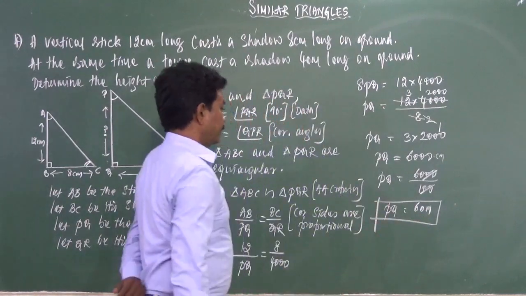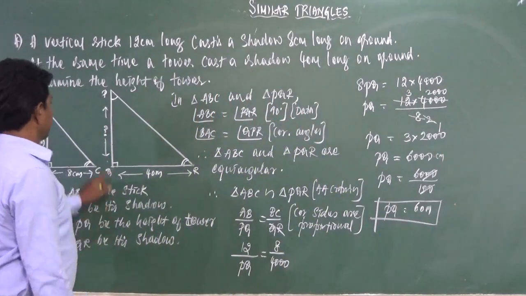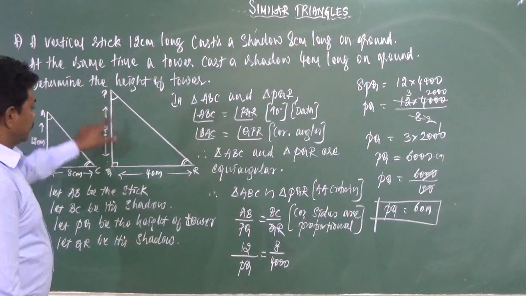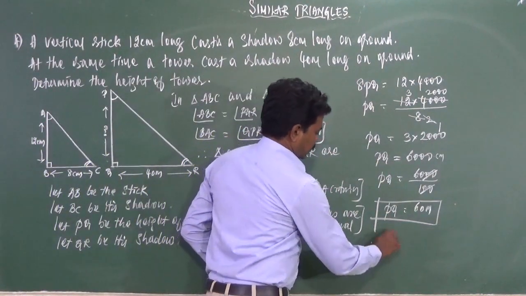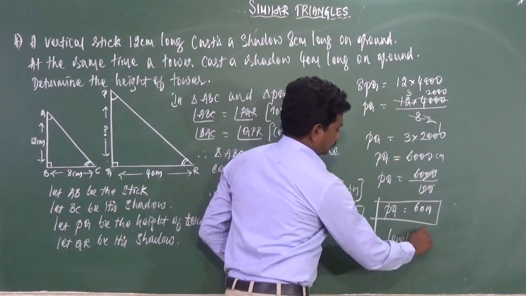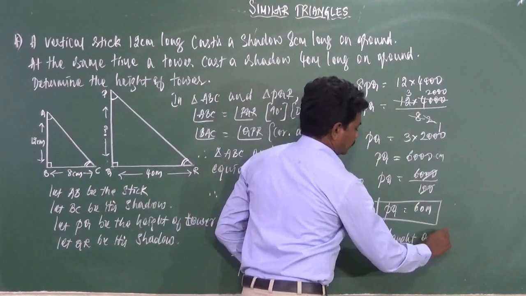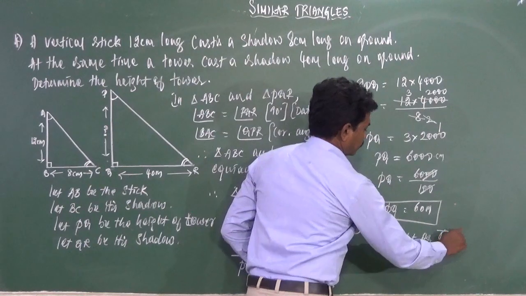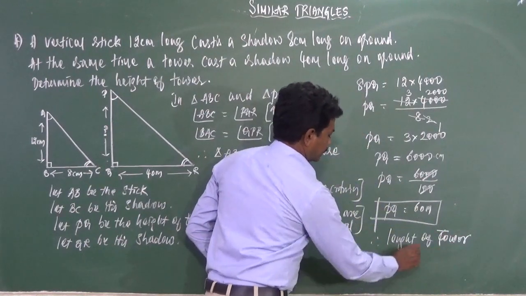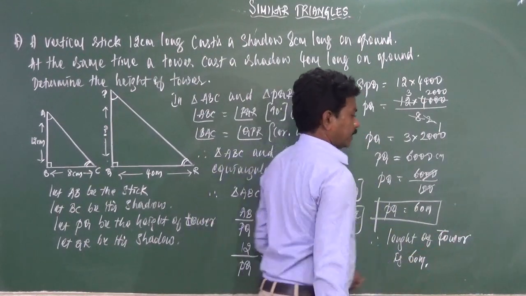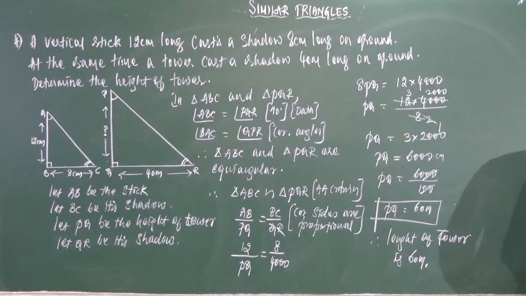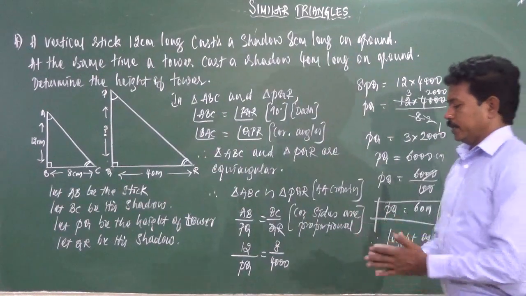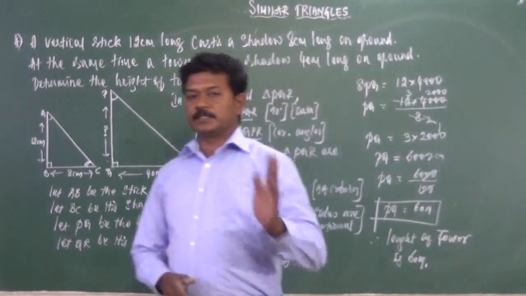So what is the length of the tower? The length of the tower is 60 meters. So therefore, the length of the tower is 60 meters. So very important problems. All the 4 problems are very important. So I hope you are guessing where the 5th is.